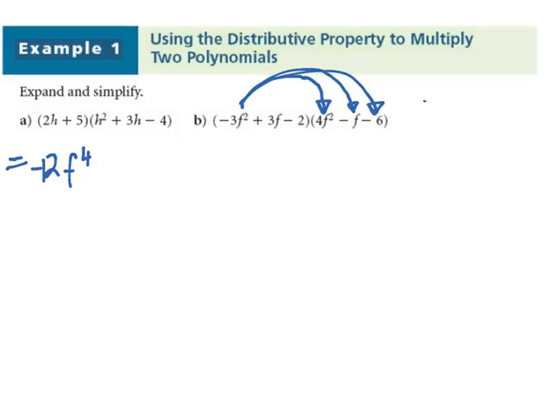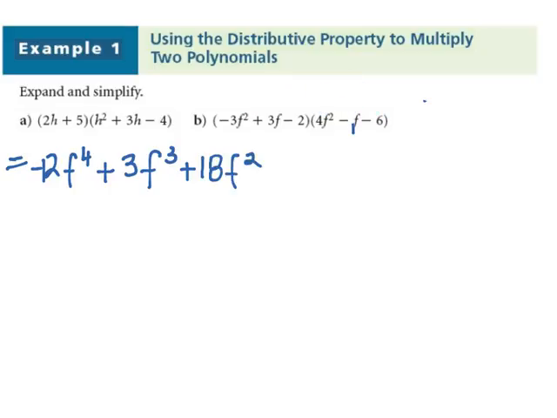Then we'll continue on multiplying. Negative 3 times f is negative 3, and f squared times f is f cubed. Negative 3f squared times negative 6 is positive 18, and don't forget the f squared. So we're done with that term.